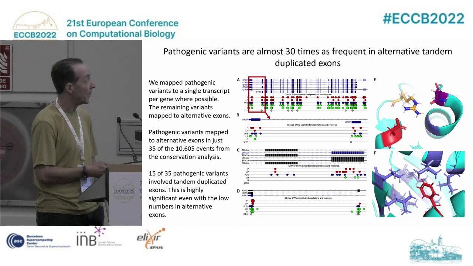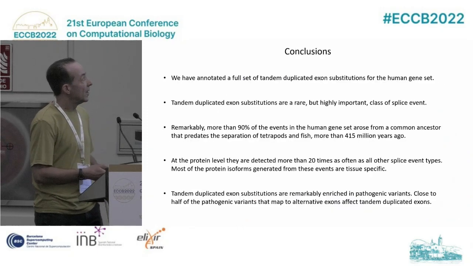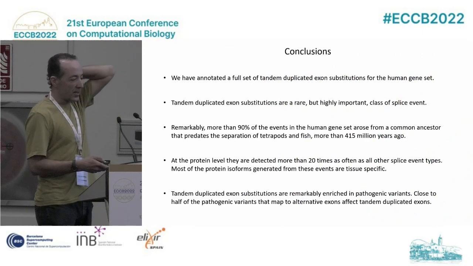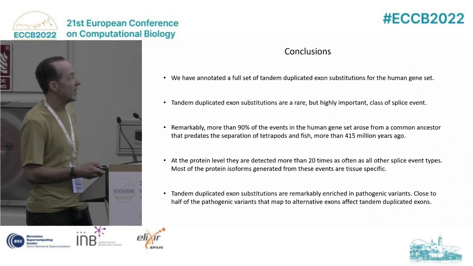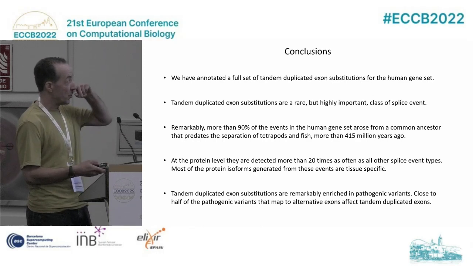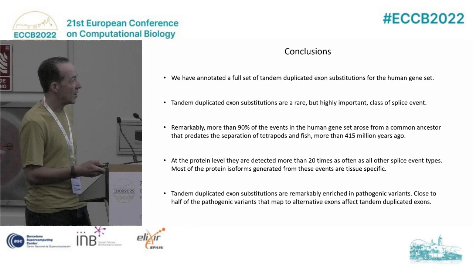So there are, I think, almost 29 times as frequent pathogenic variants in tandem duplicated exons as they are in any other type of splice variant. So we've annotated this set of 236 tandem duplicated exon substitutions. They're available. The tandem duplicated exon substitutions are very rare. They only occur in about 1% of genes.